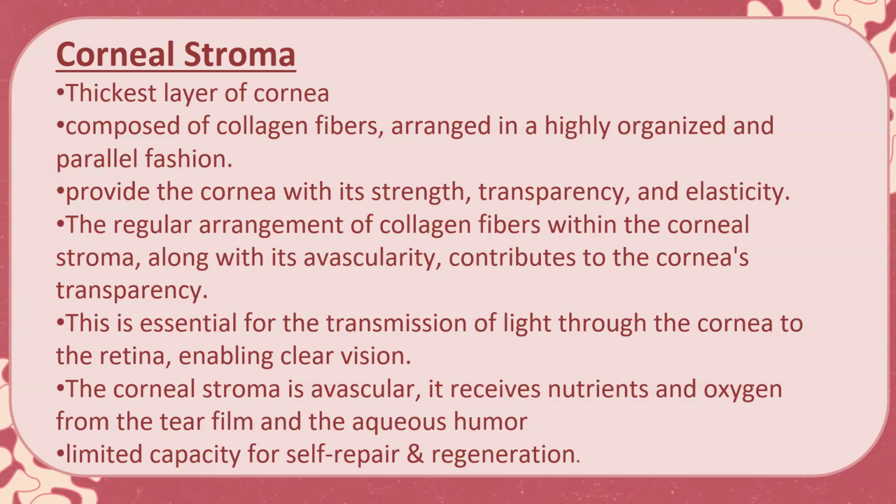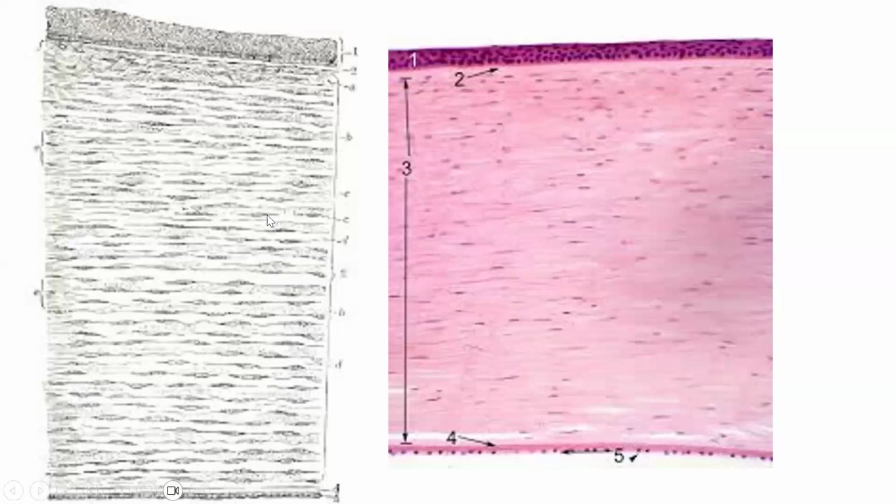The fibers are arranged in a parallel fashion. So when light comes, it doesn't get impeded by, for example, a cell that is lying randomly anywhere. Light comes in and doesn't get impeded because the structures are highly organized in a parallel or orthogonal fashion. It contributes to the transparency of the cornea.